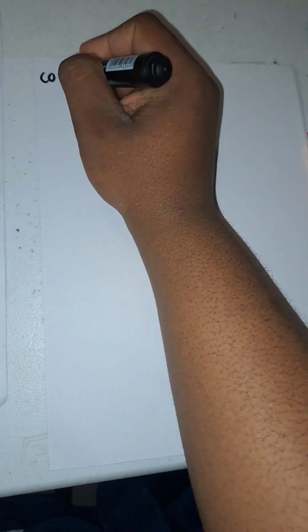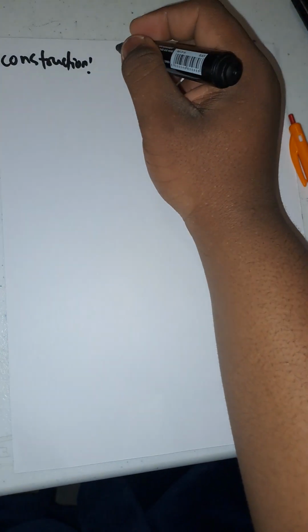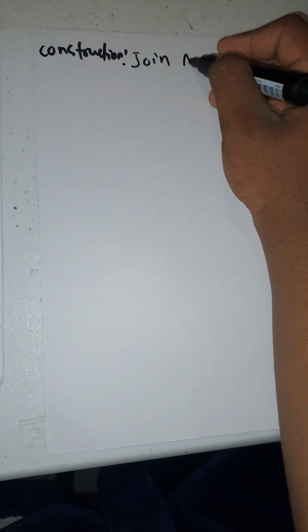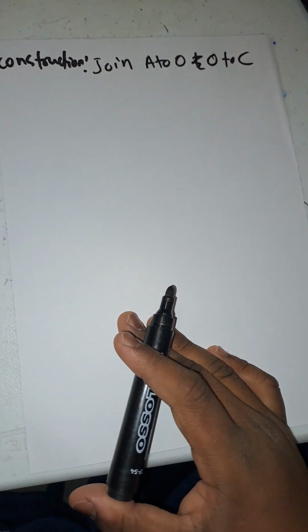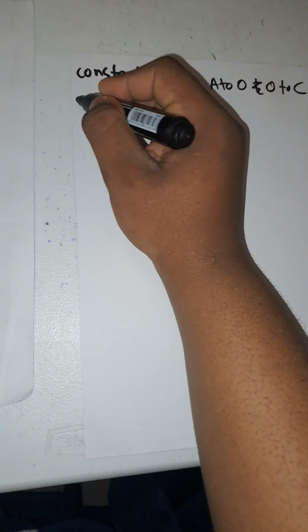I think the first thing that we did was construction. So now I'll write here construction. So now you join A to O and O to C. That's what you just did. Now I think you are starting, so I can say the proof.